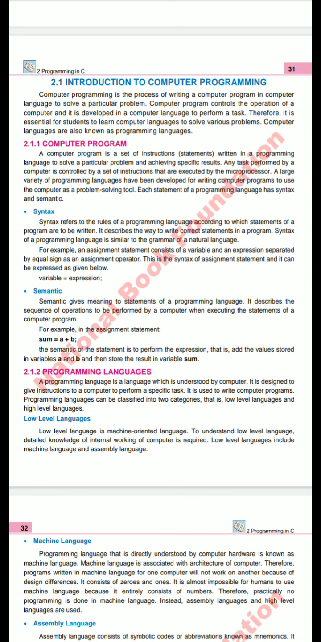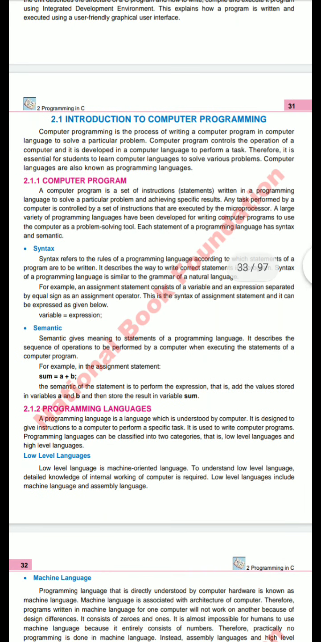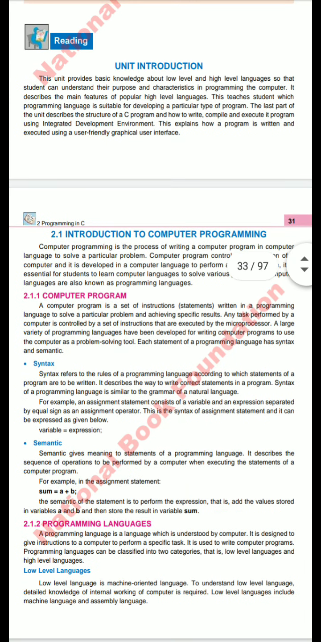For example, sum is equal to a plus b. The semantic of the statement is to perform the expression, which means we are adding two values a and b, assigning value a and value b, and then storing the result in the variable sum. This is the meaning of that process, and it is known as semantic.